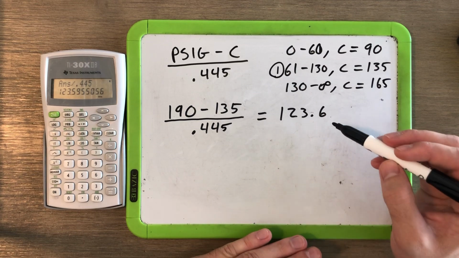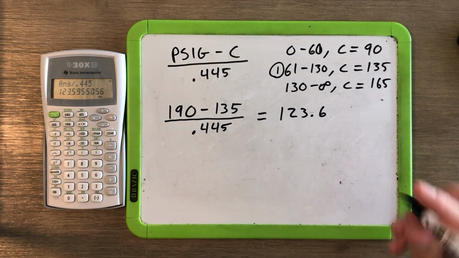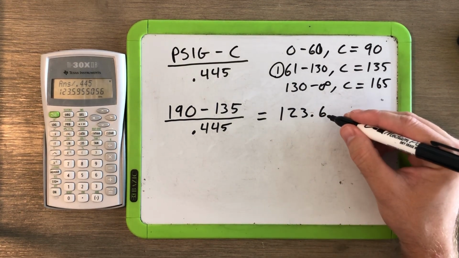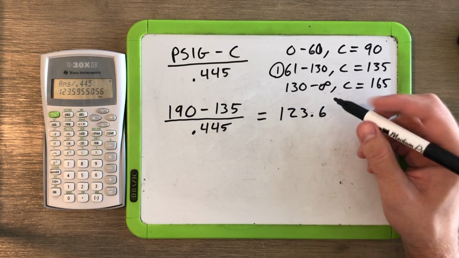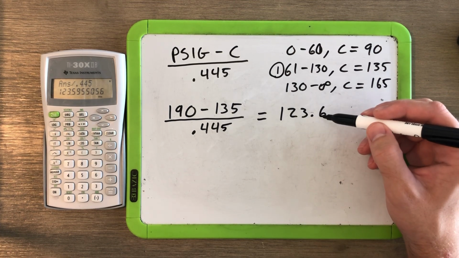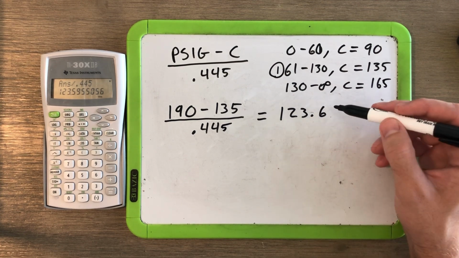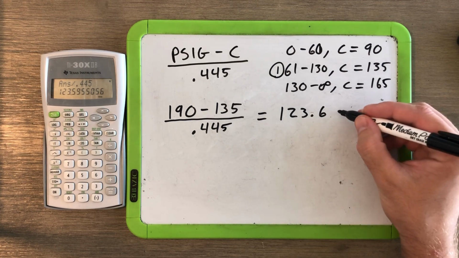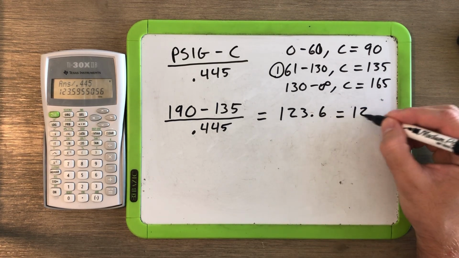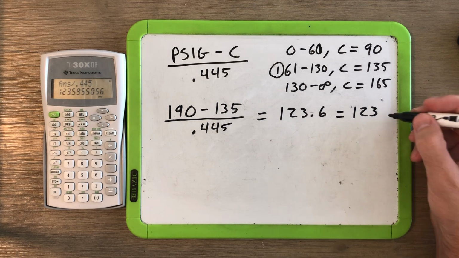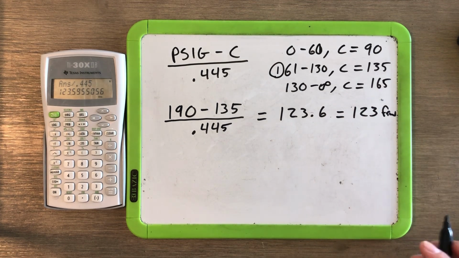But remember, this is a cutoff depth as well, or a depth limit. So think about what we want to do with this number. This is the deepest they can possibly go under these circumstances. So we want to round down to stop them before they get that. If we put it at 124, they'd be going too deep. So we round down in this situation and we get 123 feet of seawater for our depth limit.